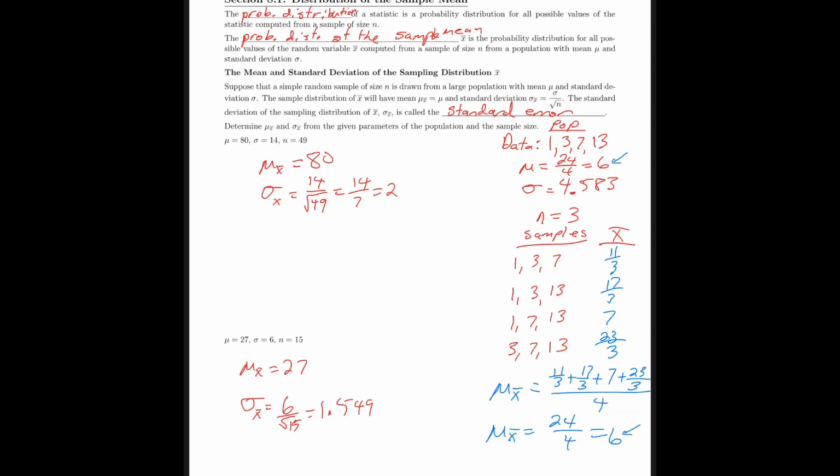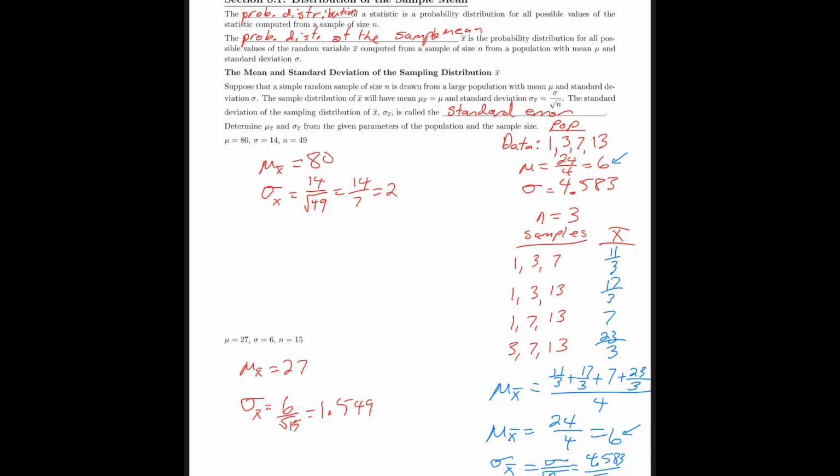Oh, wait, 17 plus 7 divided by 4, not. So when you add those all up, you get 24 divided by 4, which is 6. So notice we got exactly the same value here and here. So mu sub x and mu sub x bar are exactly the same. And sigma sub x bar should be sigma divided by the square root of n.